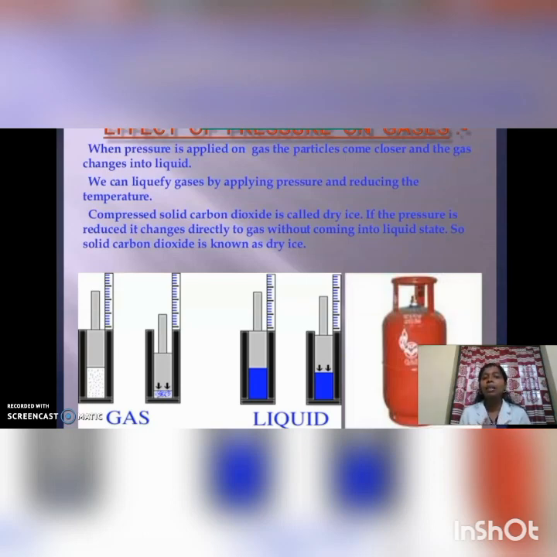So what happens when pressure is applied? When pressure is applied, the particles come closer and are converted into liquid form. So this is the process that takes place. Hope you understood the two factors: the effect of temperature and the effect of pressure.